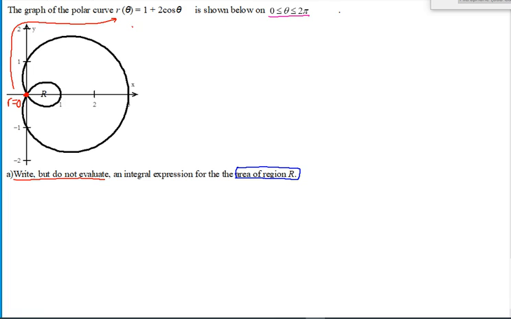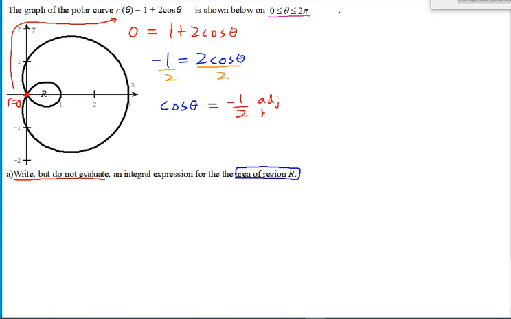If the radius has to equal 0, then say 0 equals 1 plus 2 cosine theta. And let's solve for theta to help us figure out the starting and stopping angles. Alright, so we first subtract the 1, then divide by 2. I'll just switch the sides around here. We'll get cosine of theta equals -1/2. And remember, cosine is the adjacent over the hypotenuse. So let's figure out what those angles are between 0 and 2 pi.